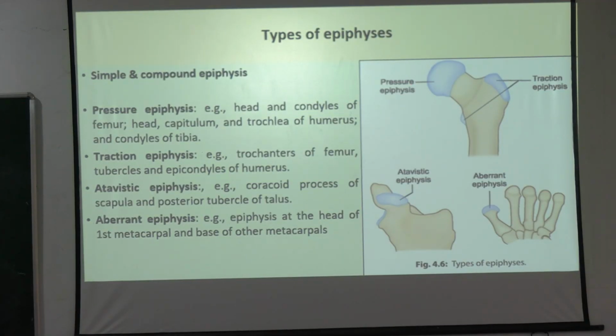There are other types of epiphysis, which we call traction epiphyses, where big muscle tendons are anchored or attached on that part and exert traction, changing the epiphyseal shape. We call that particular epiphysis a traction epiphysis. There are some other epiphyses, known as atavistic epiphyses.